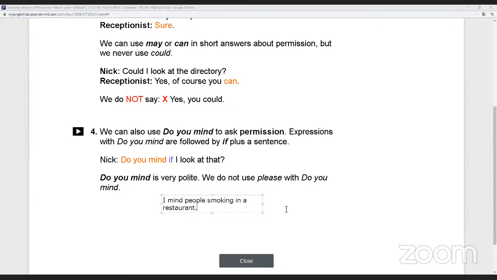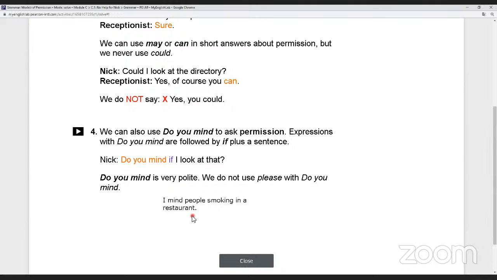Now I'm going to explain a little bit about the question. The meaning of mind by itself is to be bothered or to be upset. So how about this question? It doesn't make sense, right? Why is do you mind used to ask for permission, and why is it polite, if it has a contrary meaning from the verb by itself?